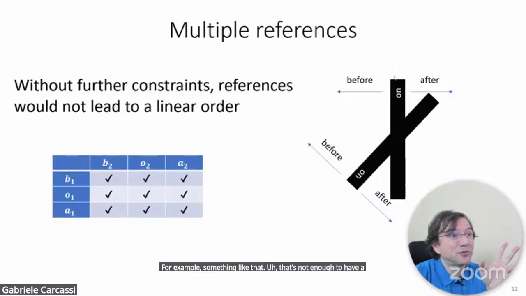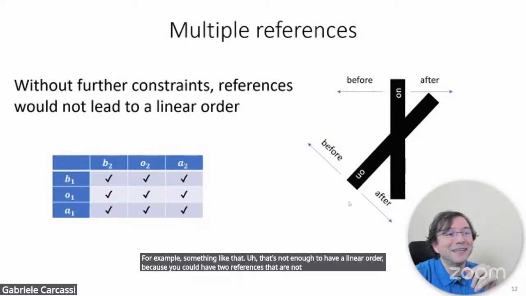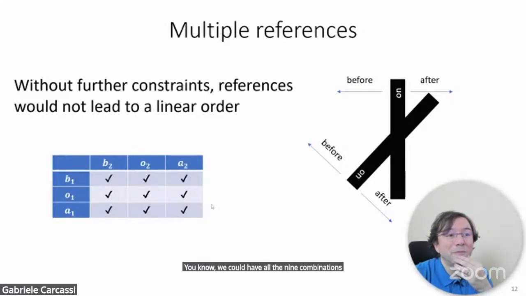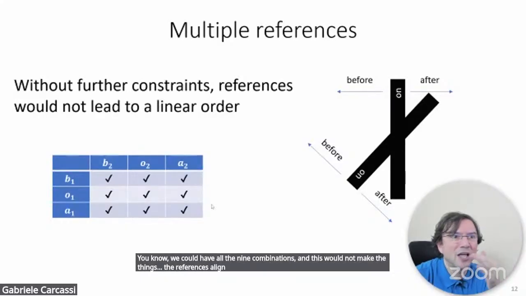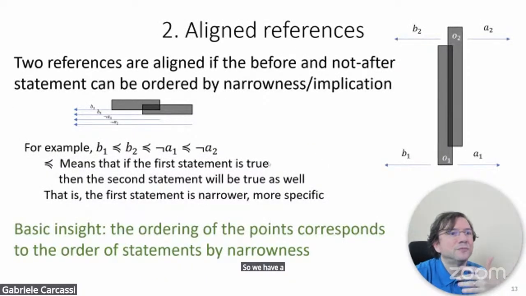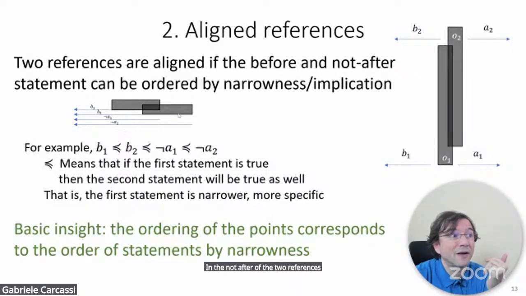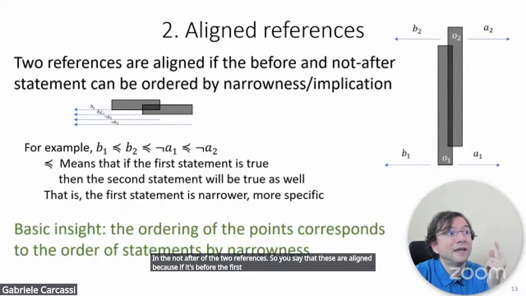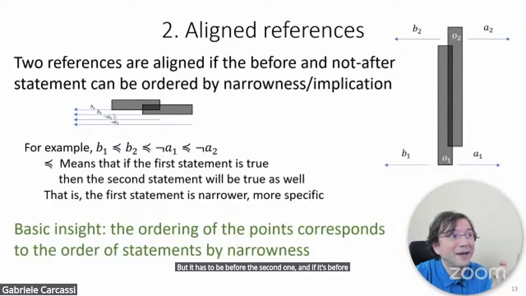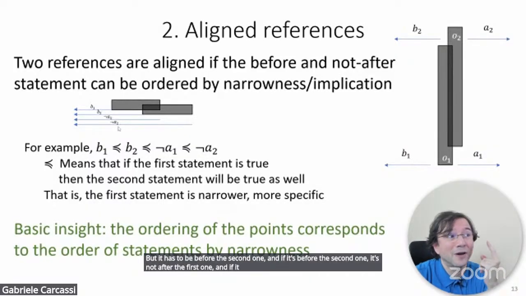That's not enough to have a linear order, because you could have two references that are not aligned. For example, if you are in space and this is a before and after the reference, we have two references like this, we could have all the nine combinations, and this would not make the references align, and then it's not going to give you a linear order. So we have a definition of a line that has to be general enough, and it turns out the way that you define the alignment is that you look at the before and the not after of the two references. So you say that these are aligned because if it's before the first one, then it has to be before the second one. And if it's before the second one, it's not after the first one. And if it's not after the first one, it's not after the second one.